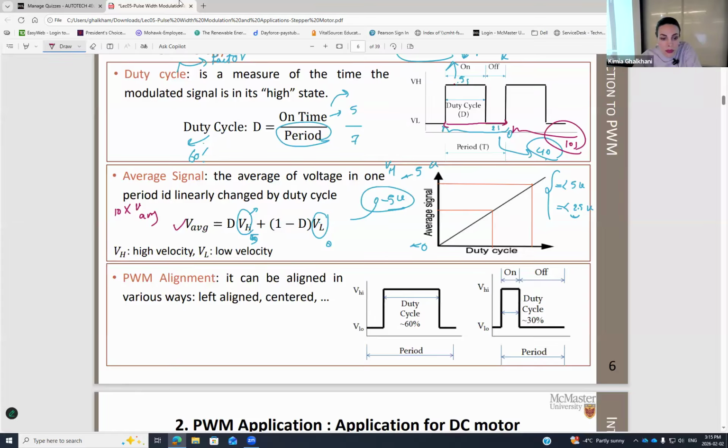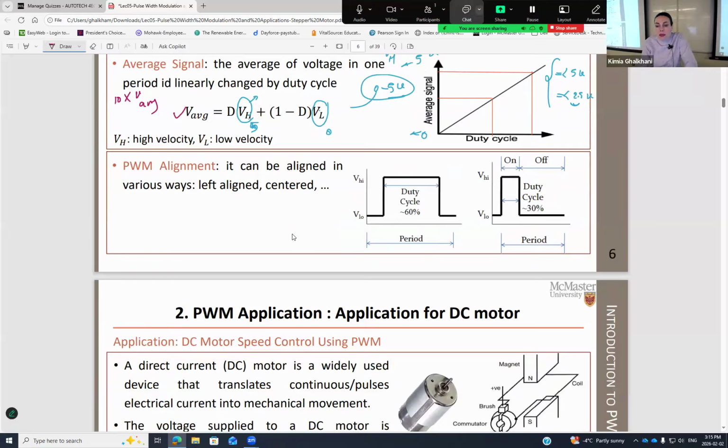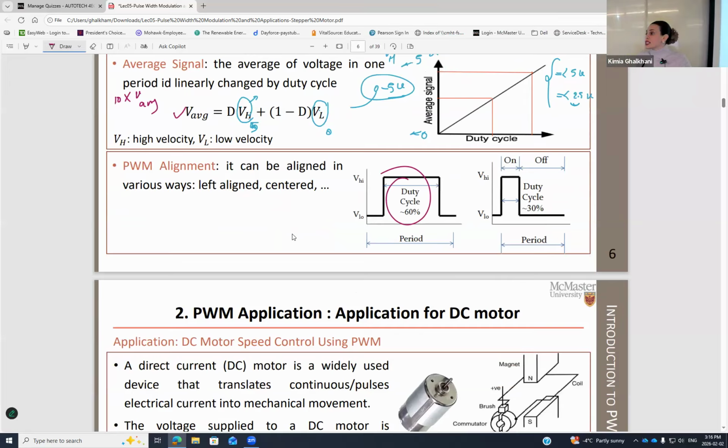Now, this is the same example. Again, when I say I have a duty cycle, keep it in mind. Tomorrow in the lab, I'm going to give you this example to design a system or to program your DC motor. The DC motor is already there in the box, and I'll get you to program it with different duty cycles.